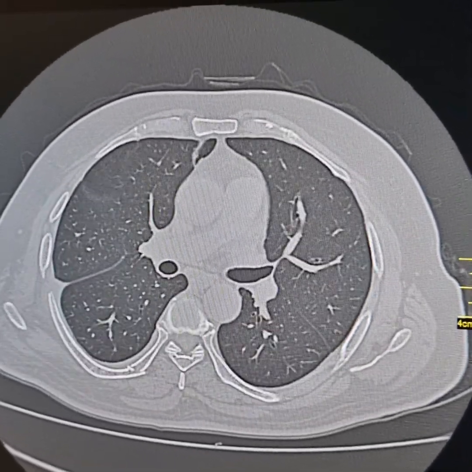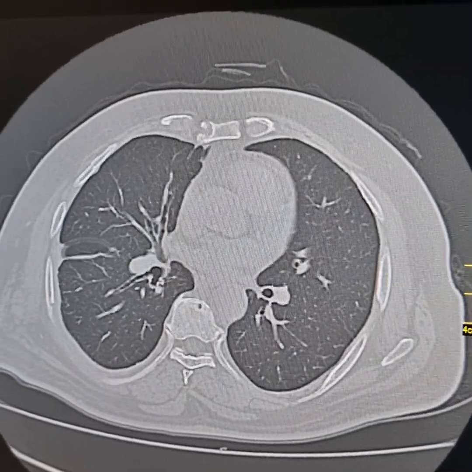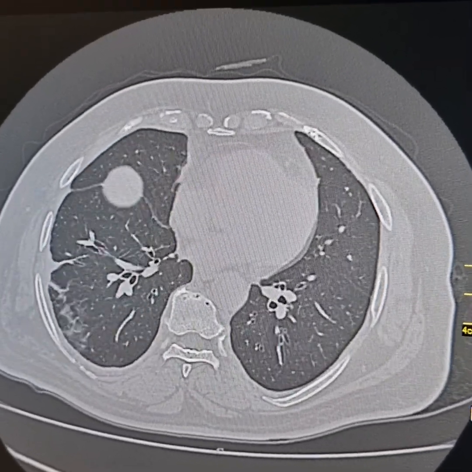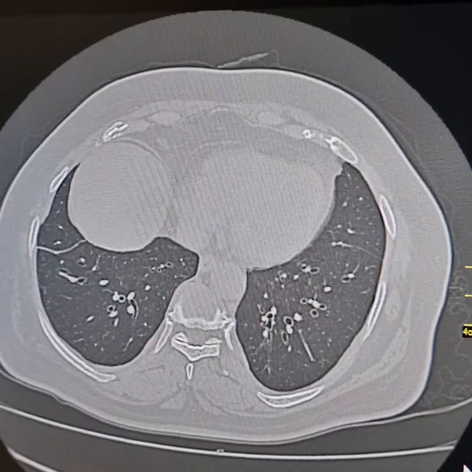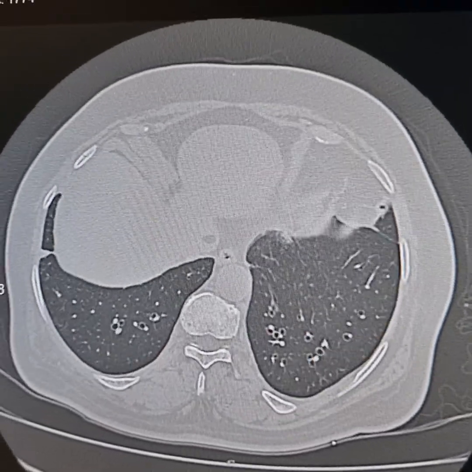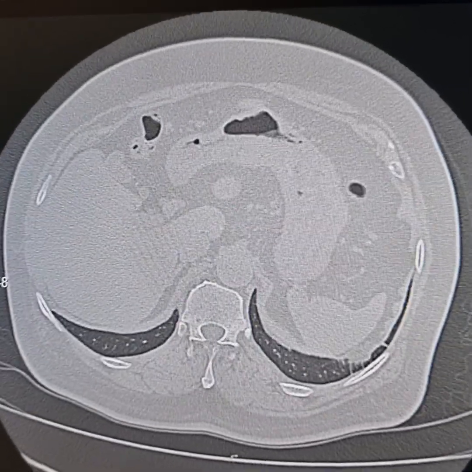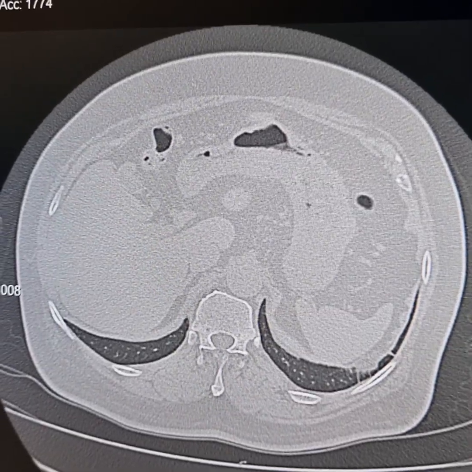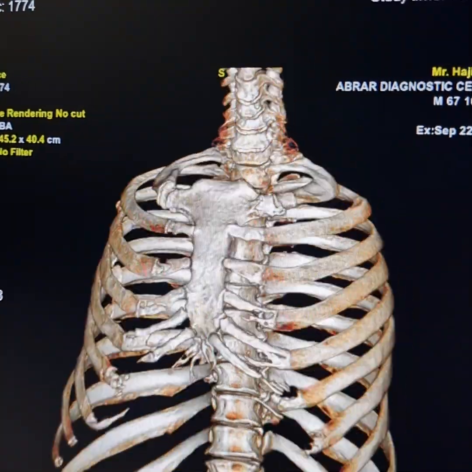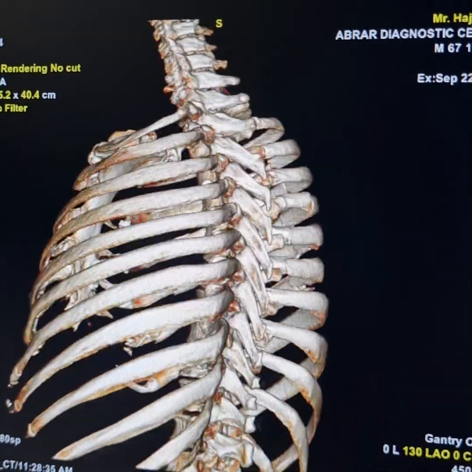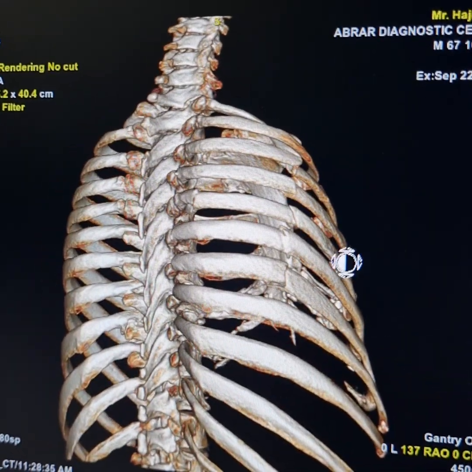Sixth rib, seventh rib, multiple fractures. And associated pulmonary contusions. Now I will show you 3D. This is the 3D.